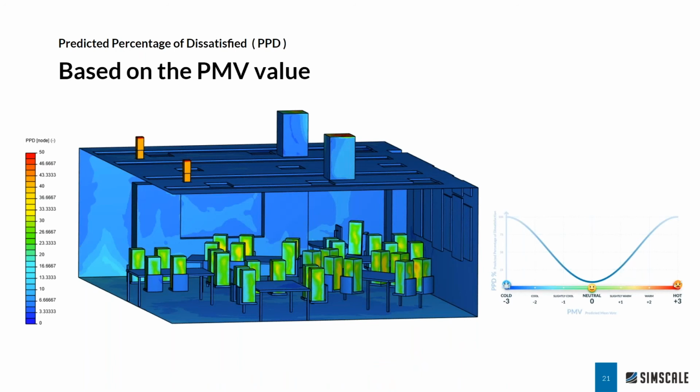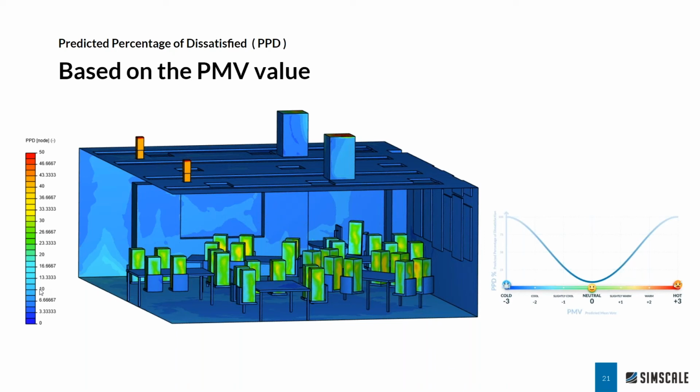And finally, you can also plot the percentage of dissatisfied, PPD, value. And here you can see, except for the occupants' faces or surfaces where the actual heat generation is happening, everything is under blue color, which means under 15 to 10%. So this is well maintained at a particular thermal comfort.